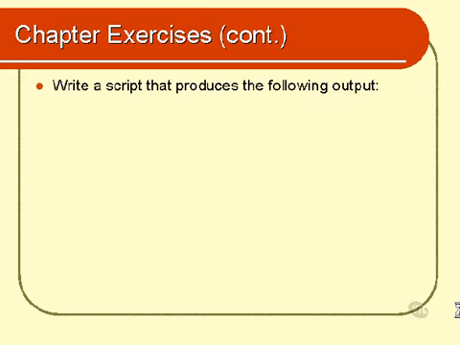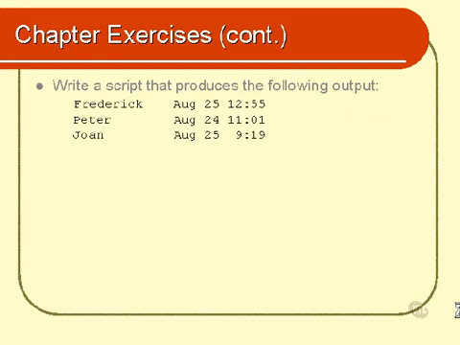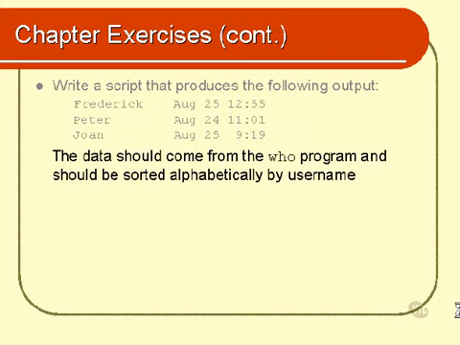Okay, exercise 2. Write a script that produces the following output. It's really just the output from the who program with the terminal removed. So see if you can come up with that. Obviously the data that you're processing should come from the who program, and I'd also like to see the output sorted alphabetically by username, which is not something I've done in the little sample output that you can see there, but I would like it sorted alphabetically.